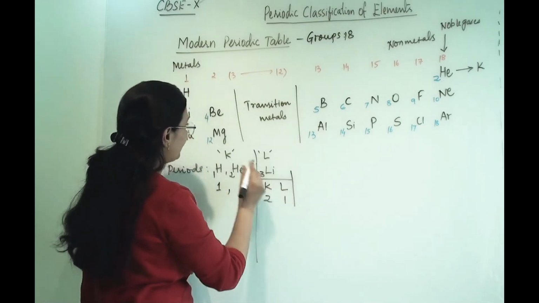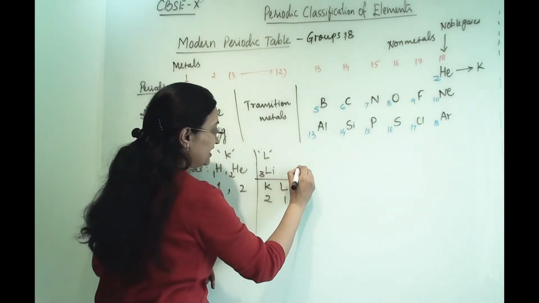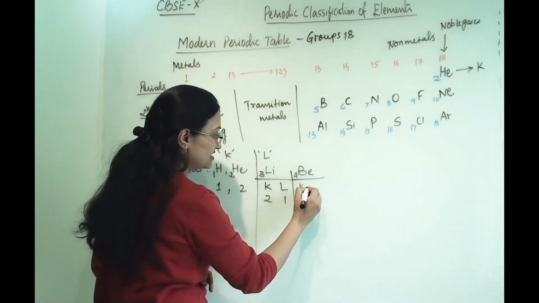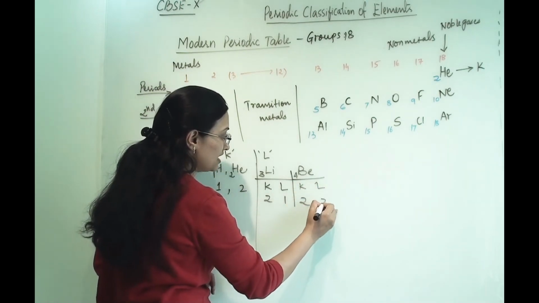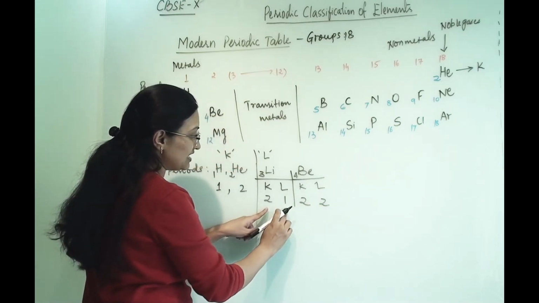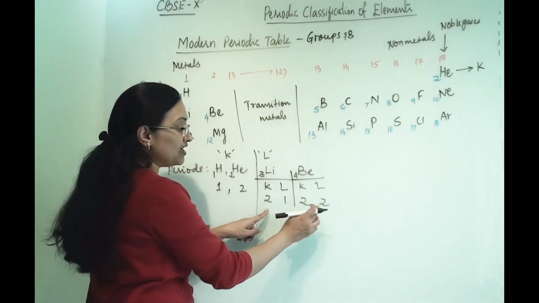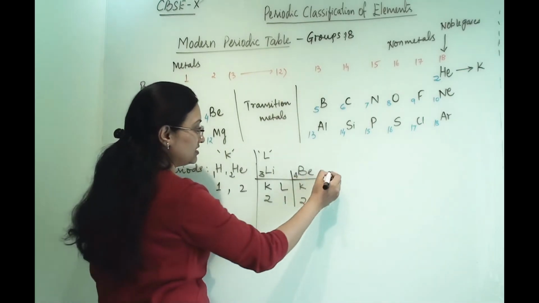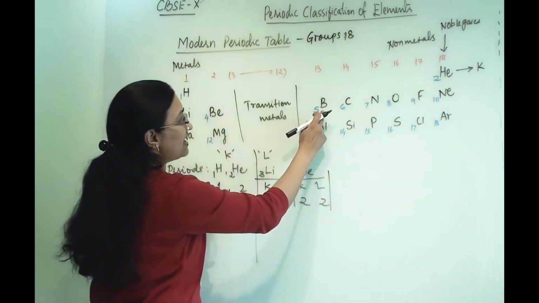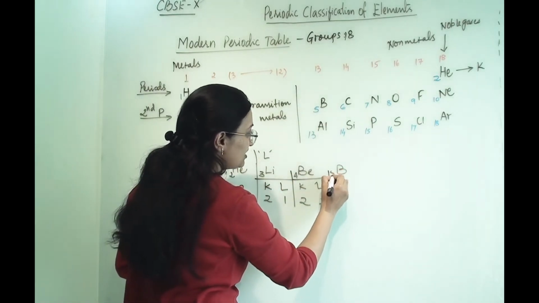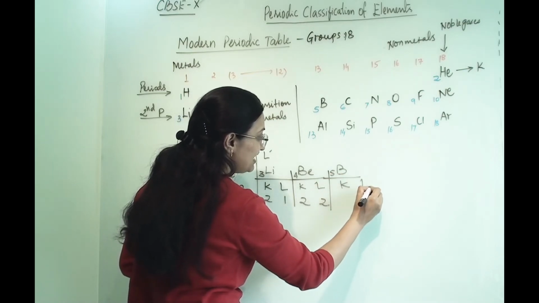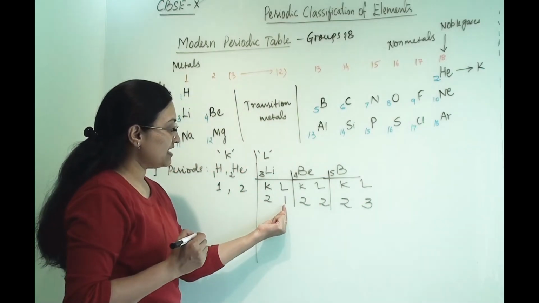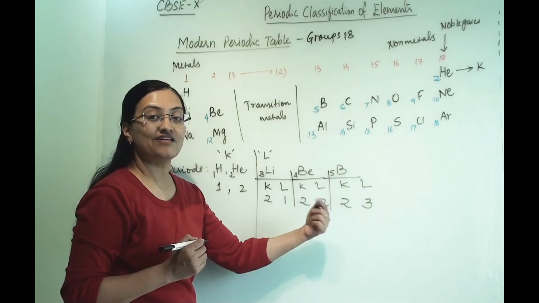Now after that, beryllium. Beryllium is 4. How many electrons are there? 4. So let us write its electronic configuration: 2 and 2. If you see here, in the L shell one electron has increased as we go from left to right. Let us take the next element, boron. Boron is 5. So K shell, L shell: here 2 and here 3. So in the L shell, electrons are increasing by one.